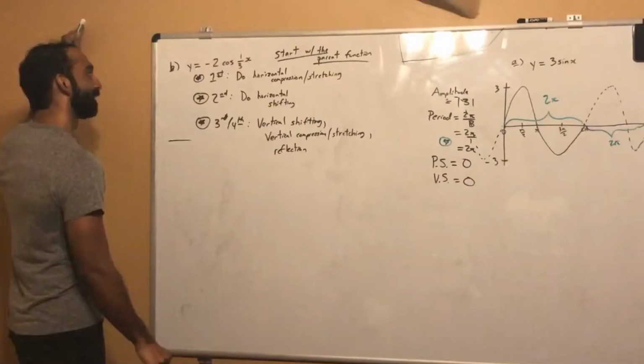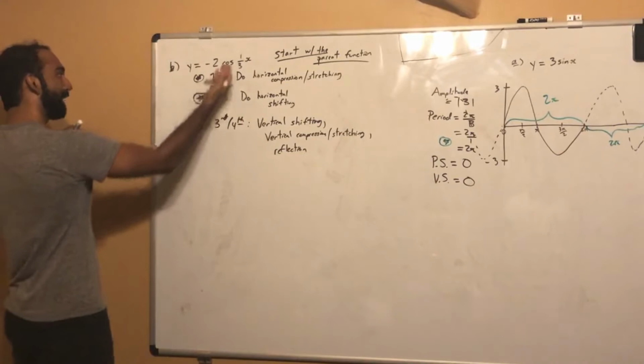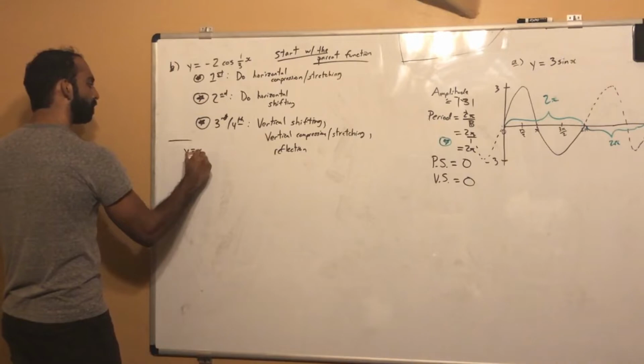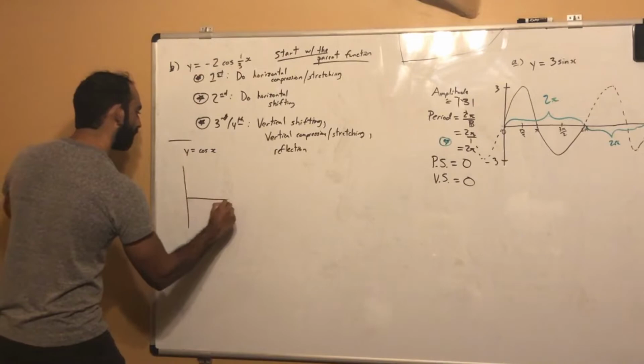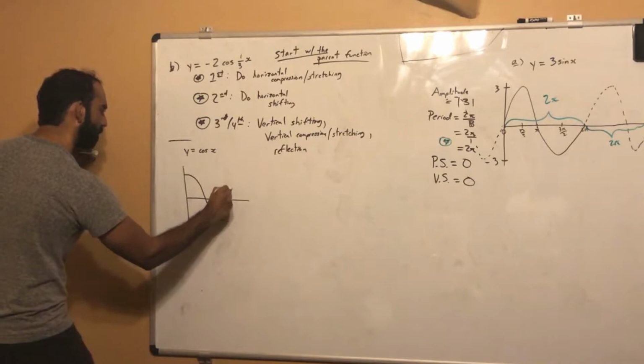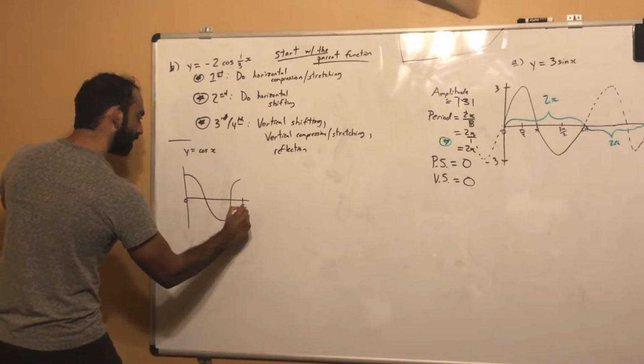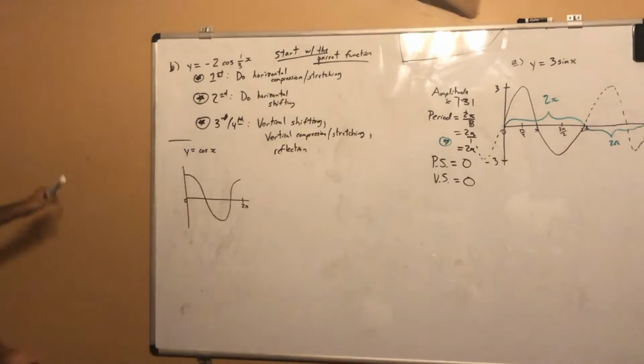All right, so what is my parent function for this mess here? Cos x. Yes, y equals cosine of x. And I'm just focusing on one period, the nice period in the first and fourth quadrant. I have this nice little dipping action going on there. It starts at zero and ends at another repetition, at 2π. And I get a positive one and a negative one. Always start out with your prototype. It's the compass to guide you through these problems.